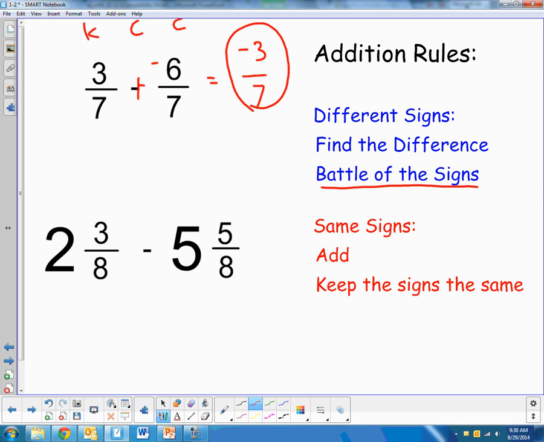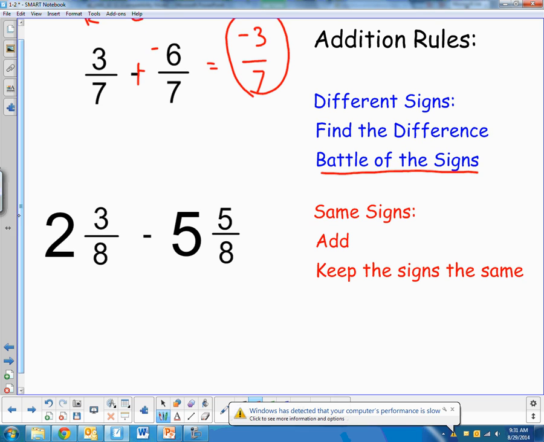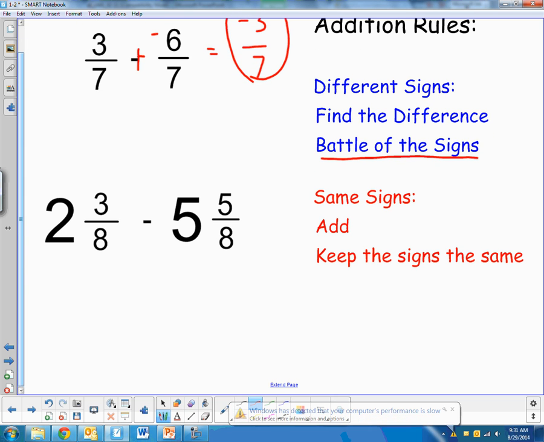The next one here. Now with this one, if you did this, you may have gotten lucky. However, you cannot, or should not, maybe is the better way of saying it, just subtract the whole numbers, 2 minus 5, and then subtract the numerators, 3 minus 5. That is going to run you into some trouble later on. You might have gotten lucky with this problem. However, most of the time, it will not work out well for you. So I want to warn you, don't just subtract the whole numbers and then subtract the numerators.